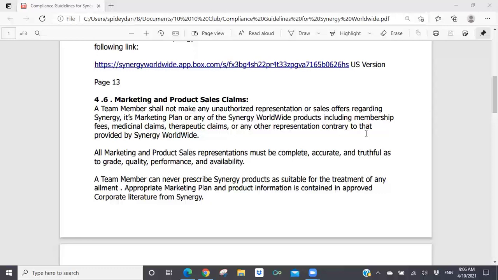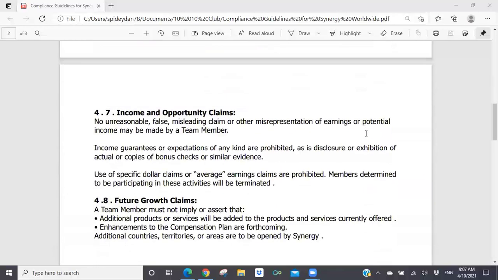You just can't talk about it in relationship to how Proaction Plus could benefit that person's cardiovascular system, except through the approved statements that Synergy Worldwide provides for us. And again, we'll come to that in a little bit. Now, going on, income and opportunity claims.